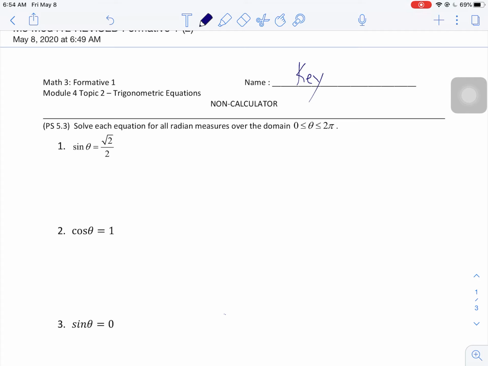In these problems, all they do is give you either sine of some angle, theta, equals a number, or cosine of theta, which is just some angle measurement, equals a number. So our job is to use the unit circle to figure out the radian measurement of the angle that has either a sine value or a cosine value of whatever is listed.